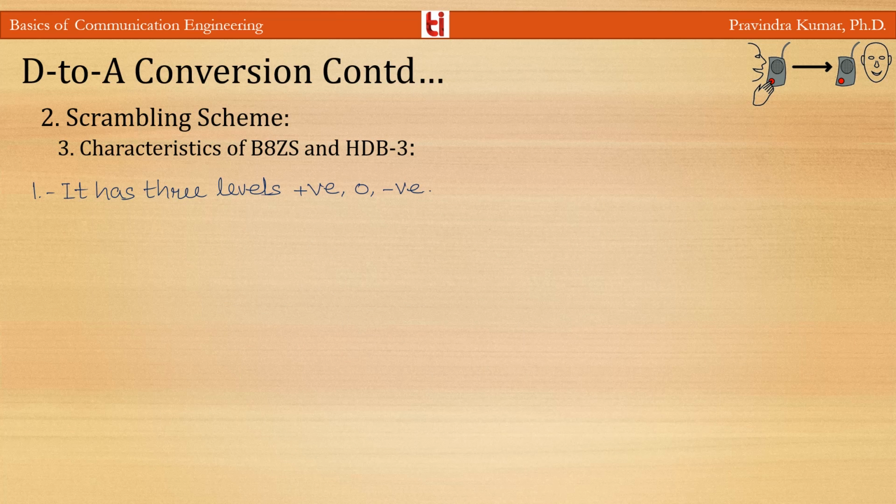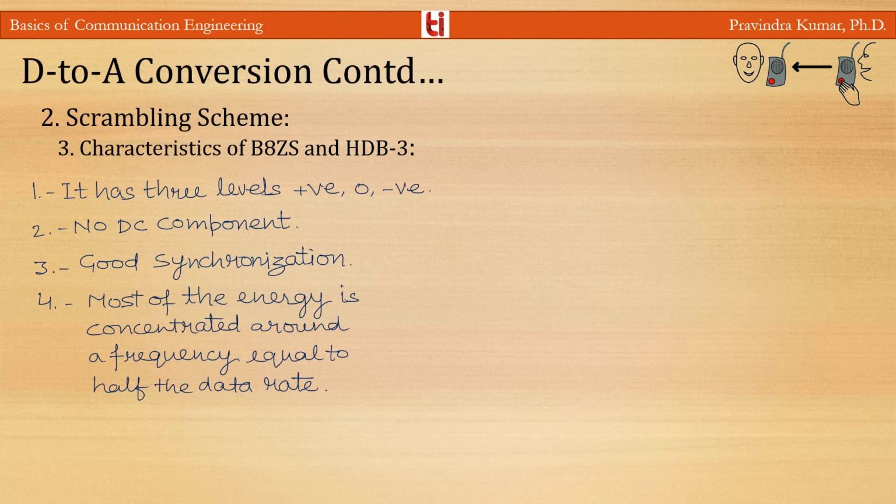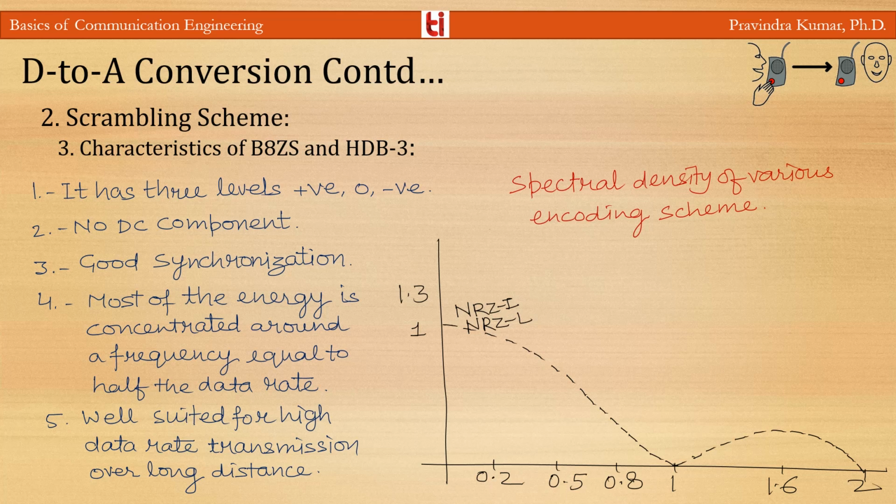Now, the characteristics of B8ZS and HDB3: it has three levels, plus, 0 and minus. No DC component is there, and it has good synchronization. Most of the energy is concentrated around the frequency equal to half the data rate, and it is well suited for high data transmission over long distance.